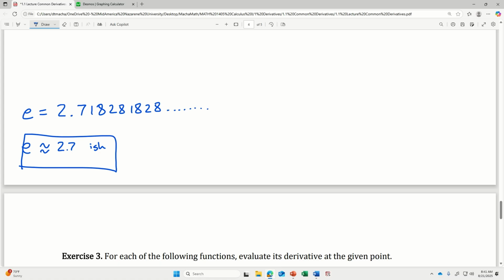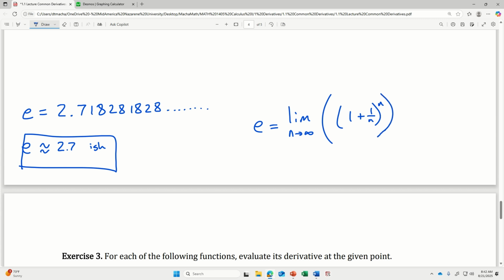The exact definition of e, maybe you've seen it before in a different class. But if you want to know what e really is, e is the limit as n approaches infinity of this expression, which is 1 plus 1 over n, raised to the n power.